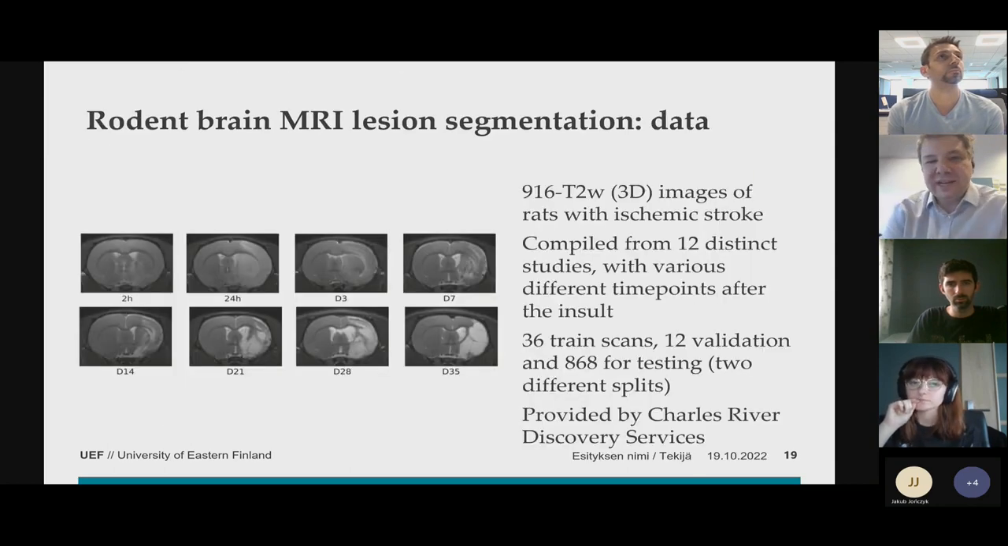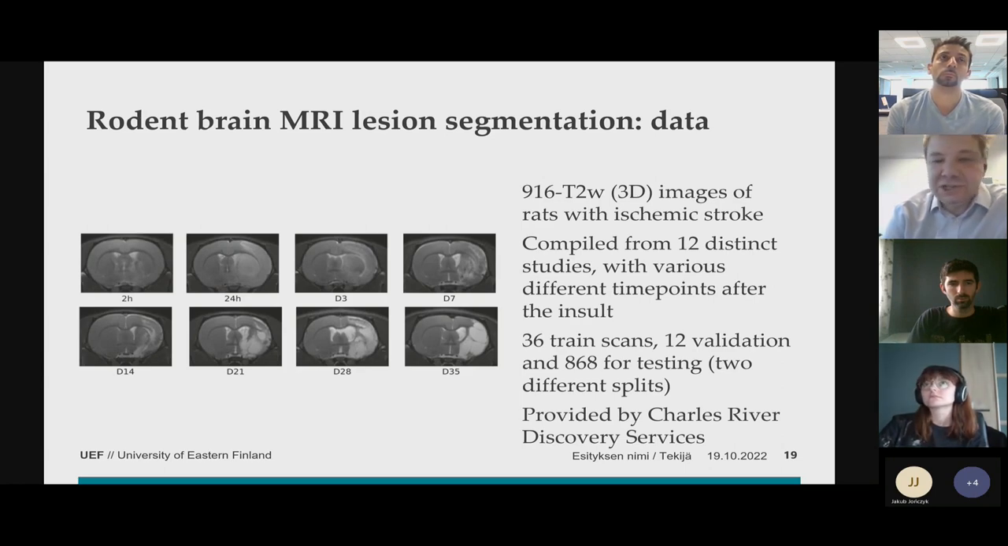Here we have had as data altogether a little bit over 900 MRIs of rats with ischemic stroke, and this data was compiled from 12 distinct studies with various different time points after the insult. So there's huge variability of the lesions, although all are within the same stroke model, that is Tima Kahl.